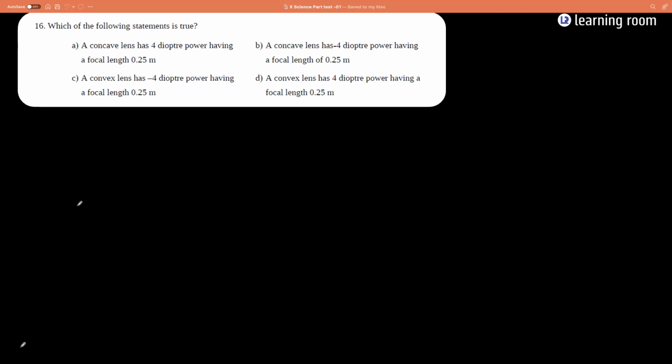Sir, it's option D, sir. A convex lens having 4. Why is the first one wrong? Sir, because the focal length of a concave lens cannot be positive, sir. It should be negative. And the second one, what is the mistake? Again, the focal length is positive, sir. So a convex lens cannot have negative power. That is wrong. So the fourth option is right.